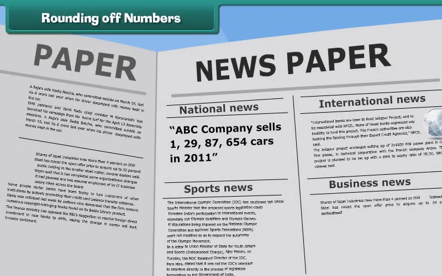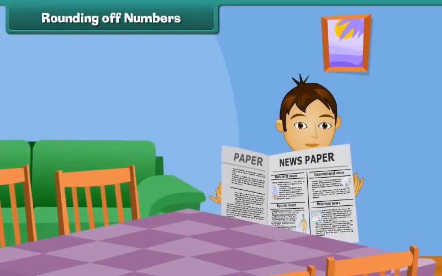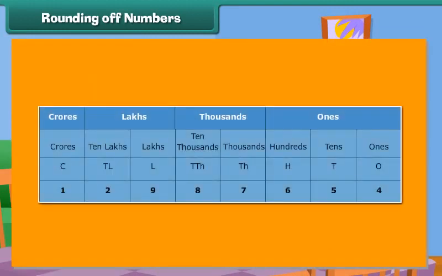Let us begin by rounding off 129,87,654 to the nearest 10. We first consider the digit at the ones place. It is 4. 4 is smaller than 5. We replace it with 0. 129,87,654 rounded off to nearest 10 is 129,87,650.